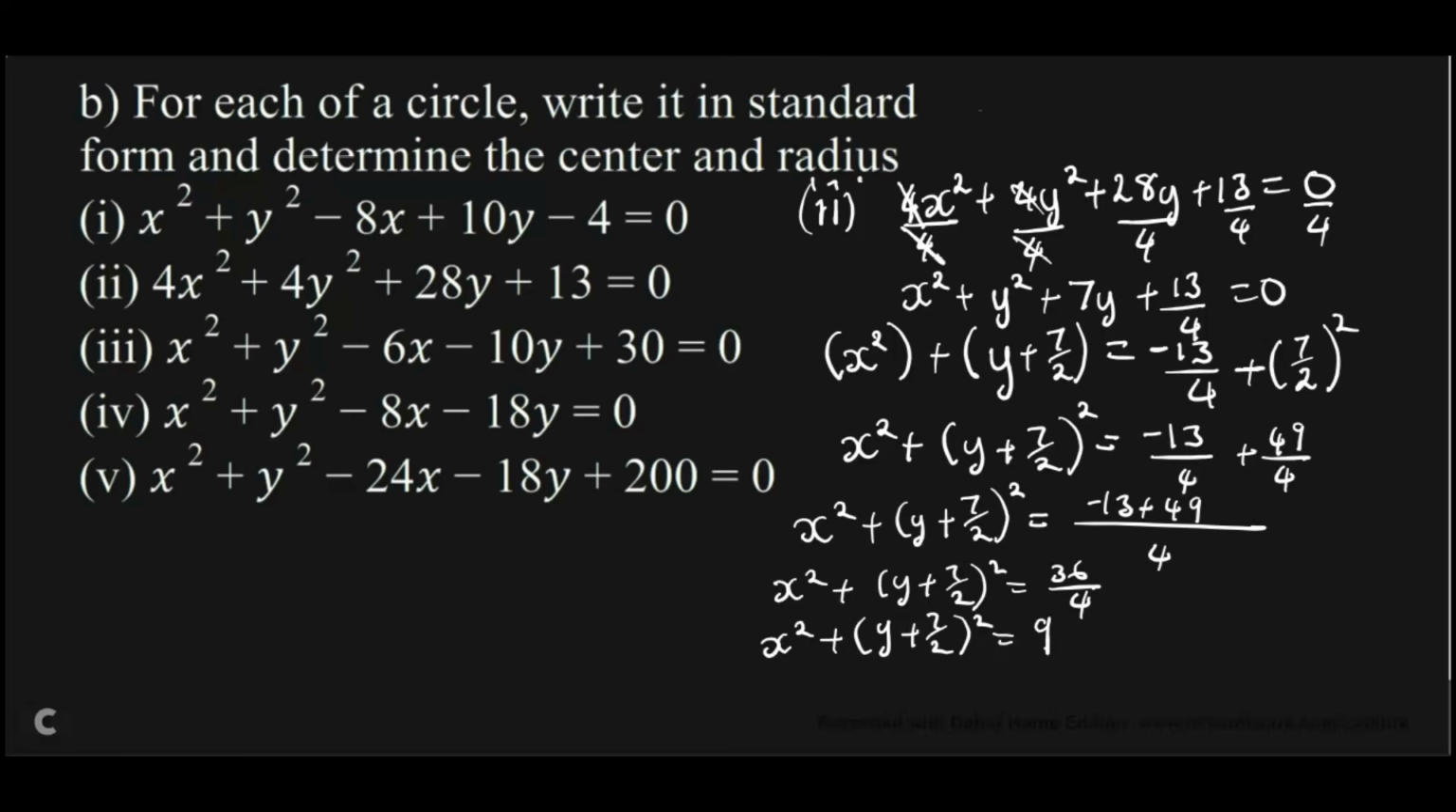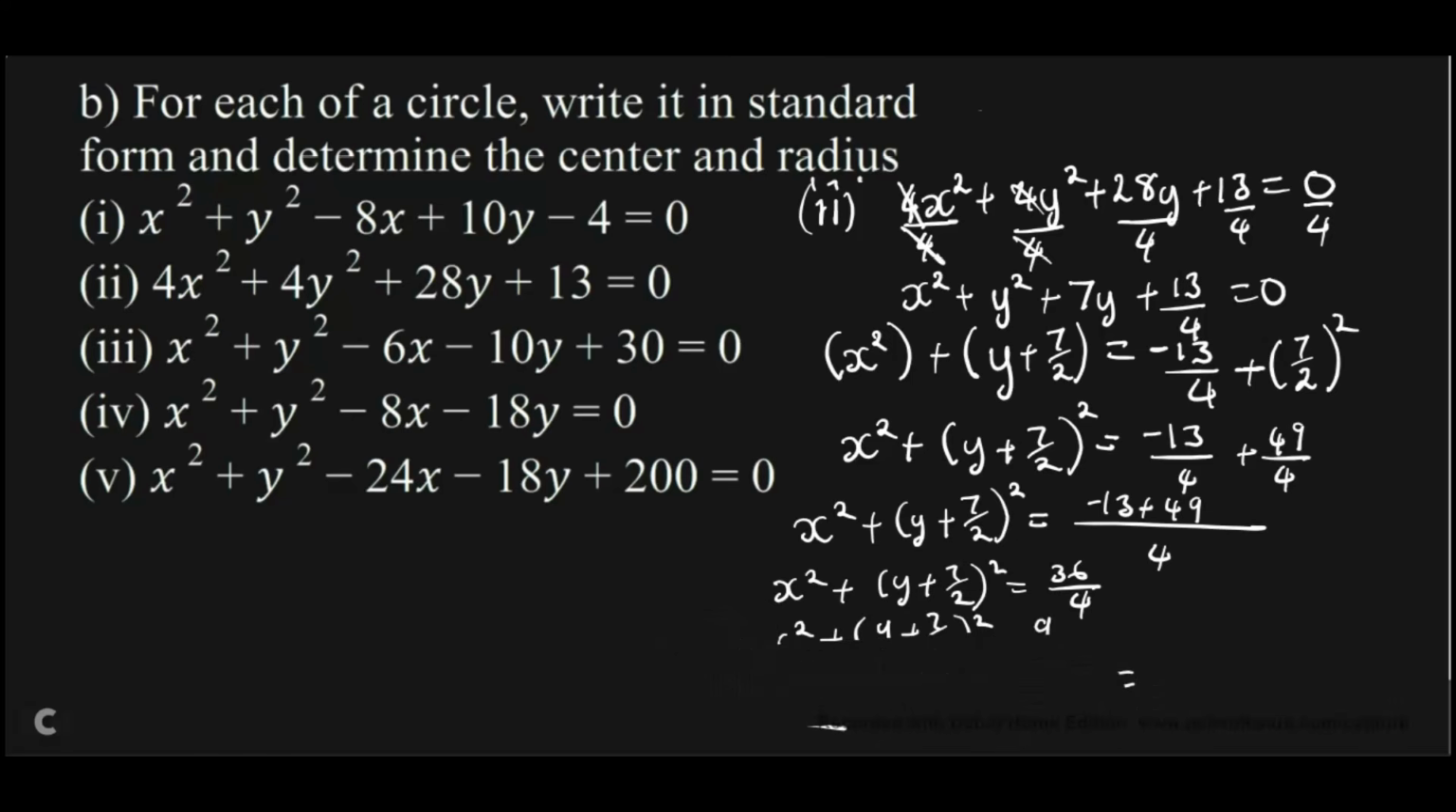Now let's check out what the center is in this situation. The center is 0, negative 7 over 2. Then what's the radius in this situation? After finding the square root of 9, what are you going to get? You're going to get 3. That's all. So this is your center, and that's your radius. That's all. Then let's go to the other question, which is question 3.